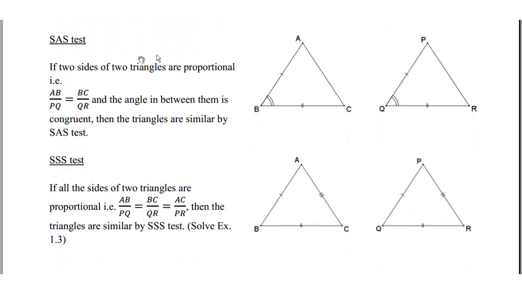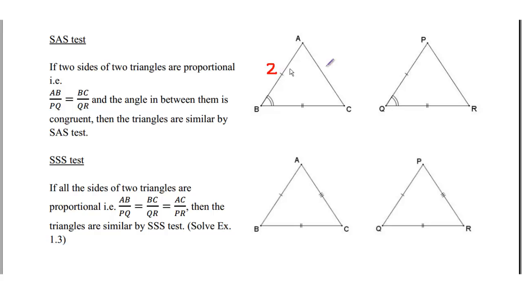The next test is the side-angle-side test. Now remember, the side-angle-side test was also there in case of congruence when the two triangles were exactly equal, congruent. But this is the test for similarity. What does this say? This says that if AB upon PQ is equal to BC upon QR, and the angle between them, angle B, is equal to angle Q, then the two triangles are similar by SAS test. This is side, this is angle, this is another side. So SAS test.